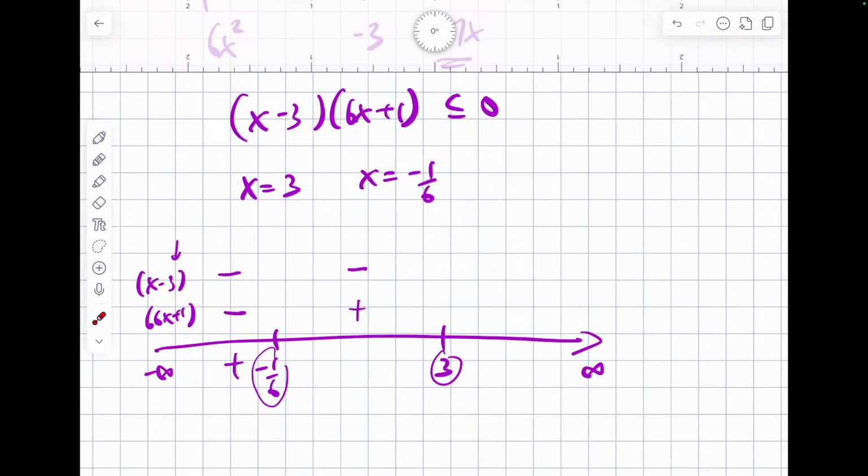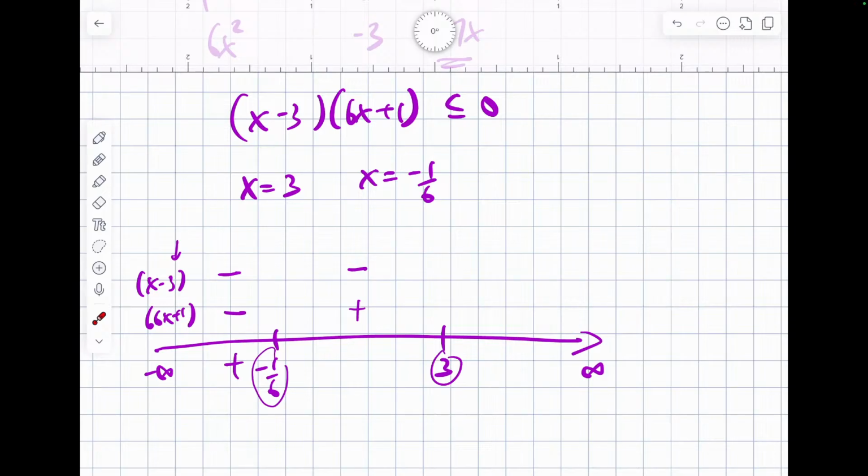Negative 1, because that's a value less than negative 1 over 6. Or I can pick negative 2. It doesn't matter, as long as you pick from negative infinity to negative 1 over 6. In the middle, 0 is the best, because 0 is the easiest to plug in. So would it work if I put just 1?